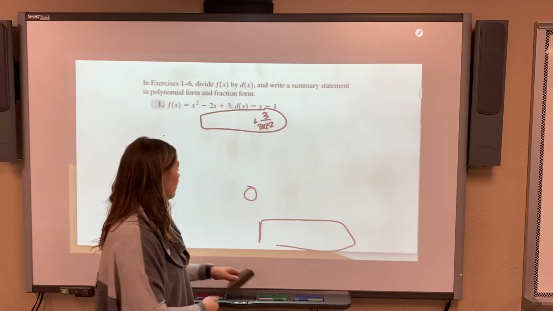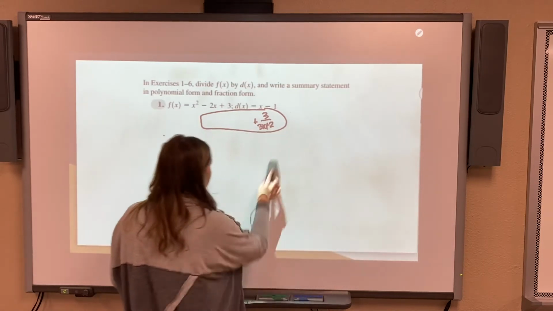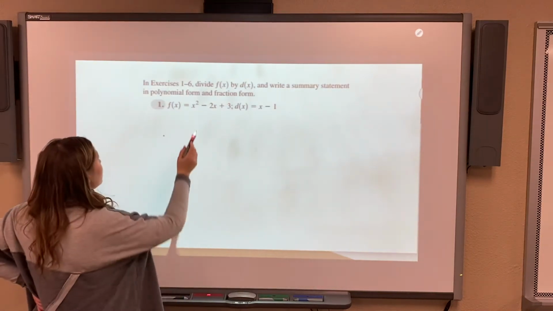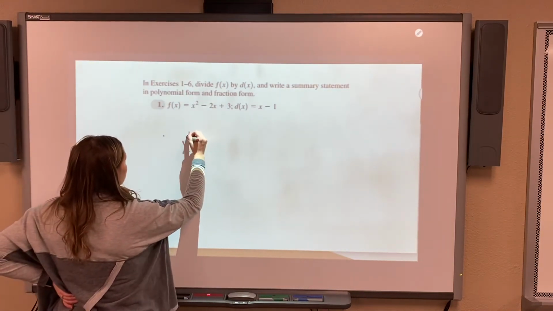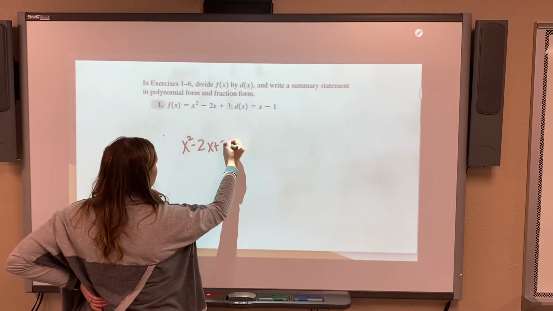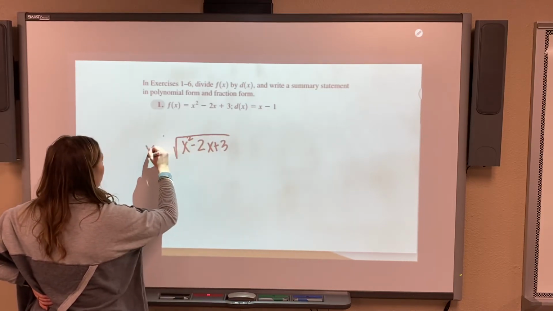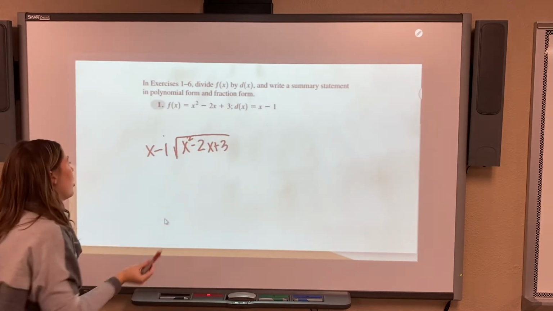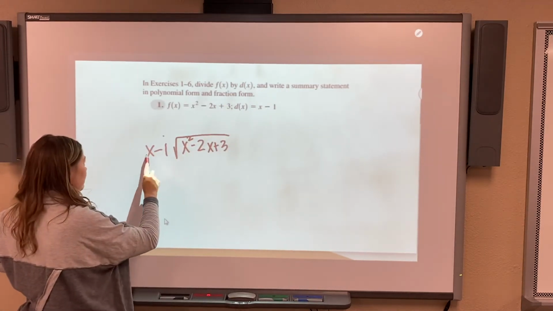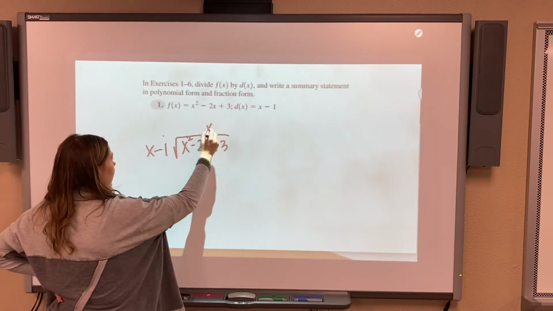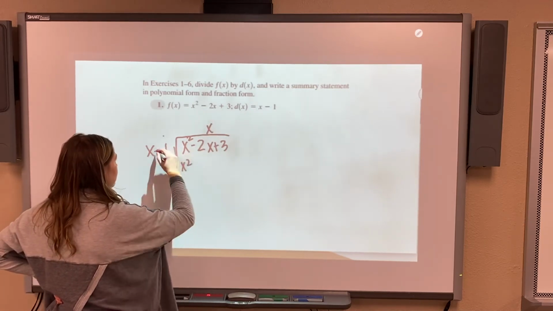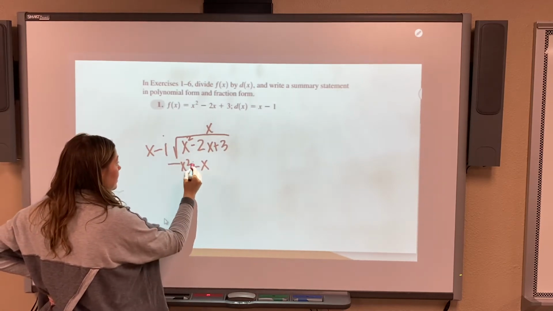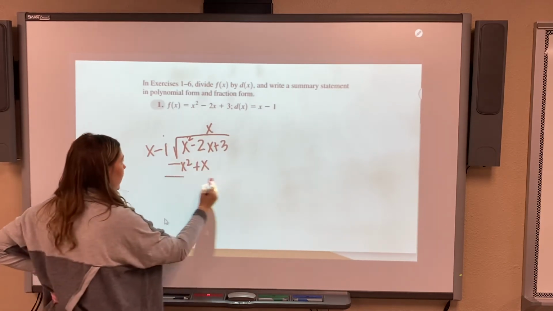So let's look at some examples. I don't know if we're going to do all of these, and I may go fast, so pause if you need to. Our dividend is x squared minus 2x plus 3, and our divisor is x minus 1. They want us to write it in polynomial form and fraction form. So what do we multiply times x to get x squared? x times x is x squared, x times -1 is -1x. Now I subtract this and subtract that, which makes that a positive.